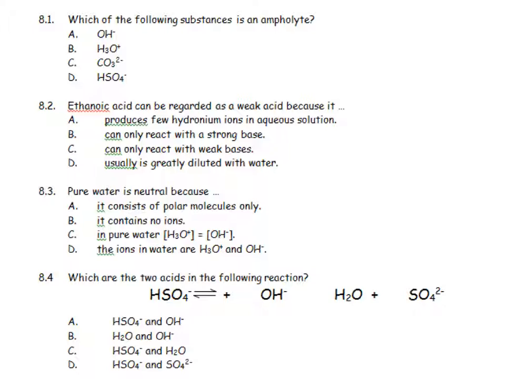Looking at the multiple choice, which of the following substances is an ampholyte? In other words, it can donate and receive a proton. That's out altogether. It doesn't even have a proton in it.